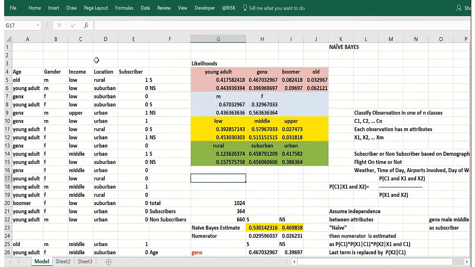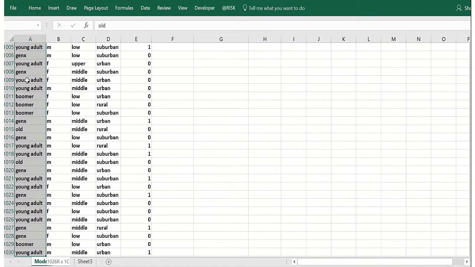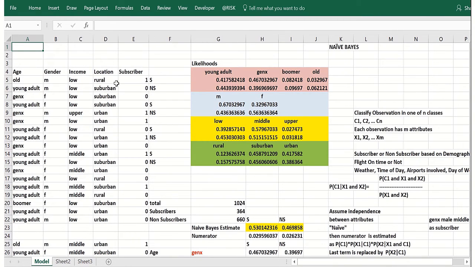Okay, so let's look at a concrete example of naive Bayes. Suppose we have a bunch of people who either subscribe to ESPN the magazine or they don't. We have 1,000 or so people. So 1 in column E means they subscribe. Okay, 0 means they don't subscribe.